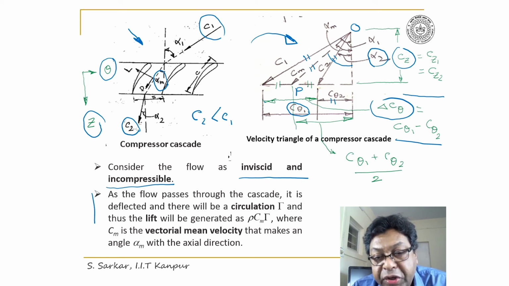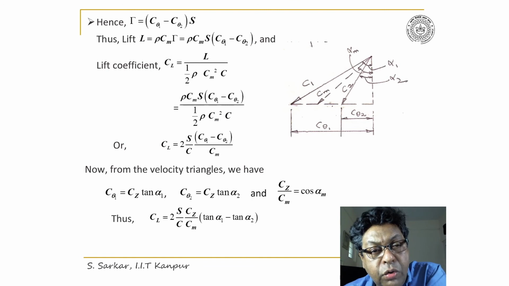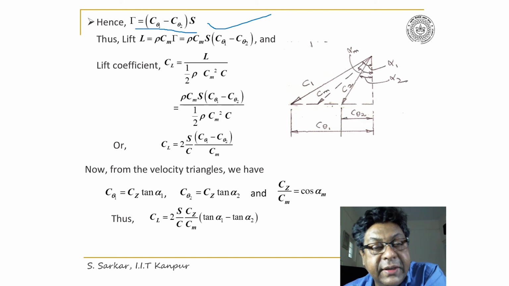Now if you take a projection from P, this line segment is equal to C theta 1 plus C theta 2 divided by 2. Now one can show what gamma is. The value of gamma is equal to C theta 1 minus C theta 2 into s. So, putting the expression of gamma here, lift would be rho Cm s into C theta 1 minus C theta 2.